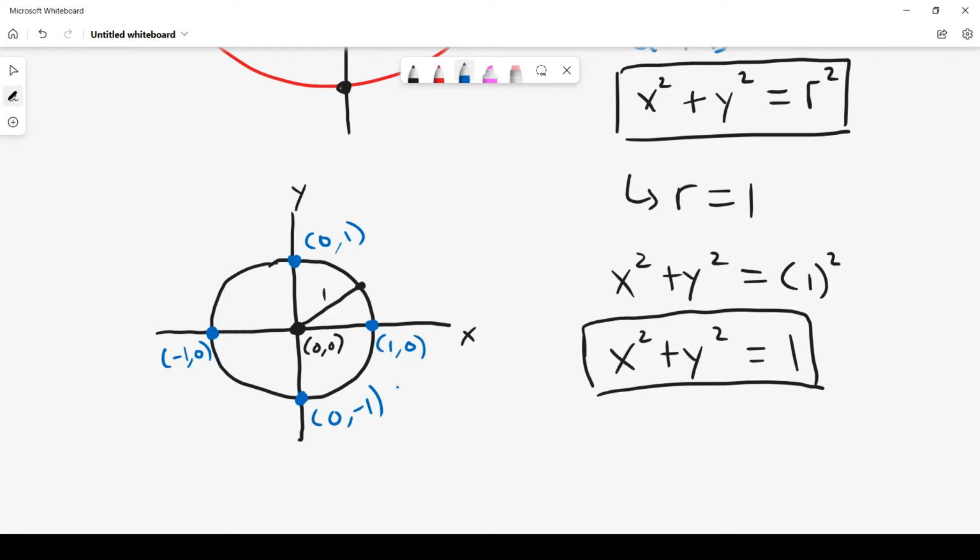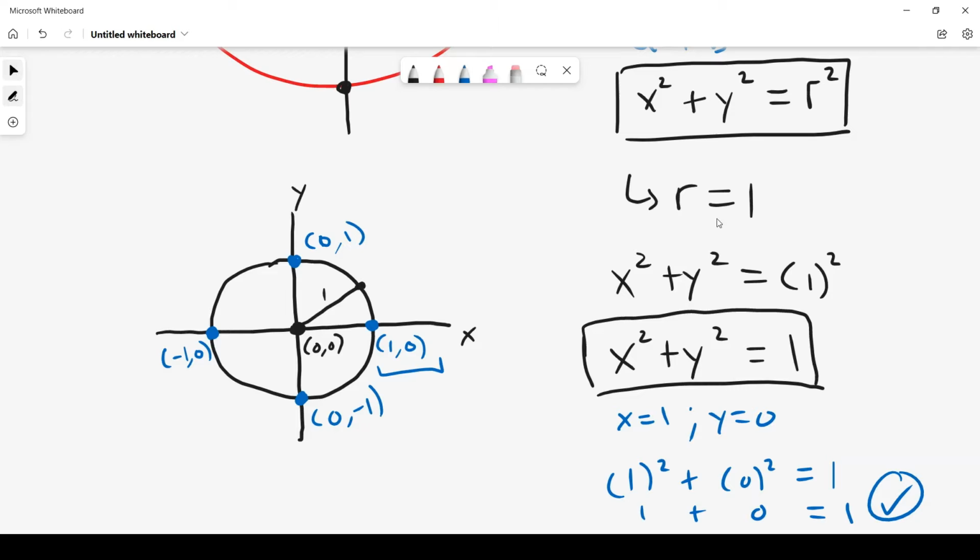And so now with this, what we're specifically saying here is, okay, well, if I plug in 1 and 0 into here, if x is equal to 1 and y is equal to 0, we have 1 squared plus 0 squared is equal to 1. 1 plus 0 is equal to 1. And yes, we know that that's true because 1 is equal to 1.